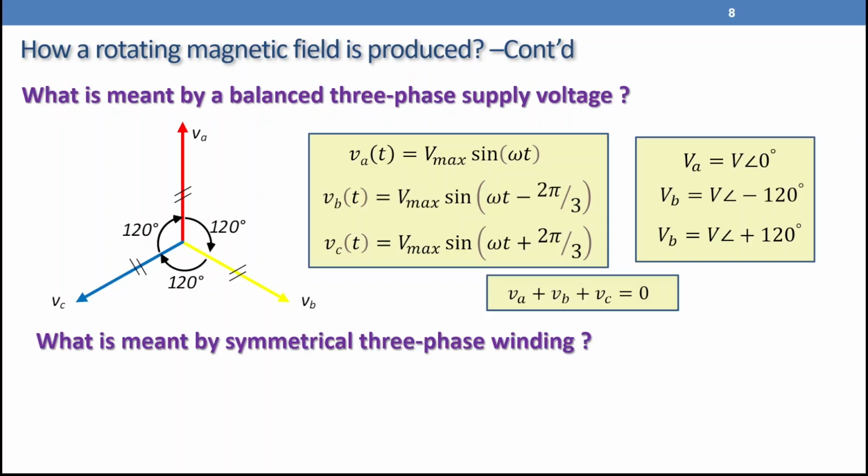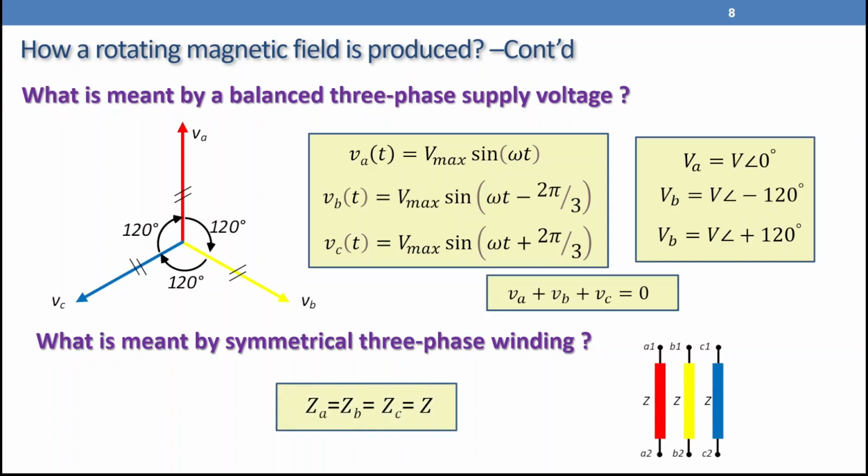The next question, what is meant by a symmetrical three-phase winding? If we have three windings, each of which has the same impedance Z, we can say that we have a symmetrical three-phase winding, where ZA equals ZB equals ZC equals Z.